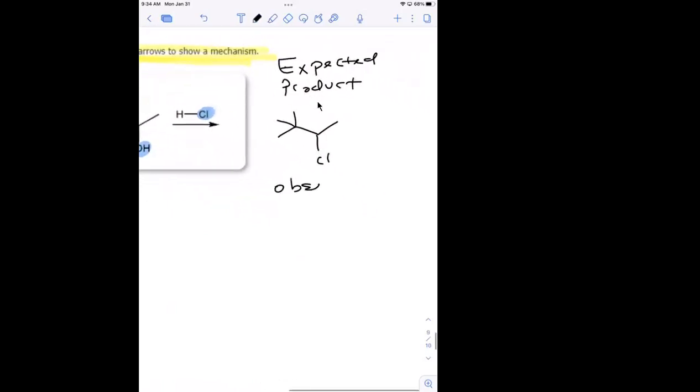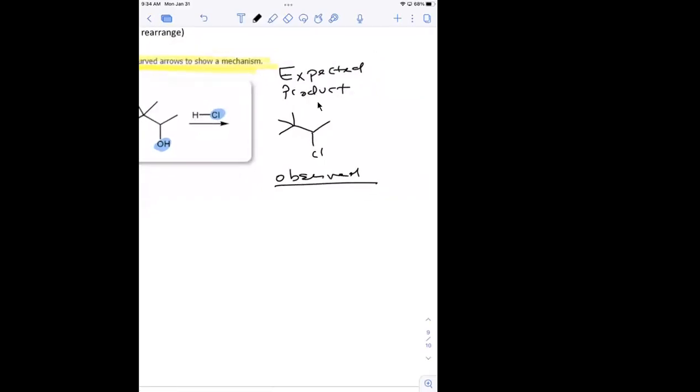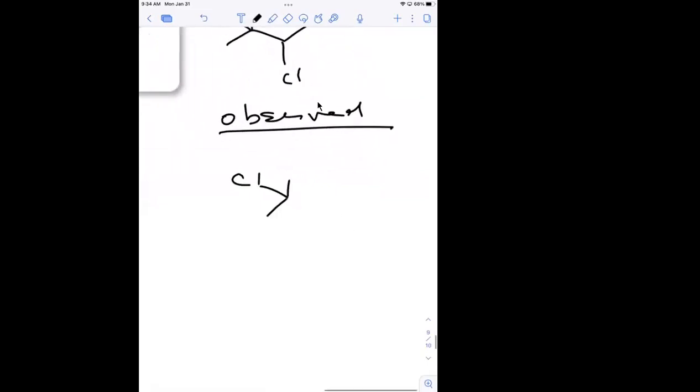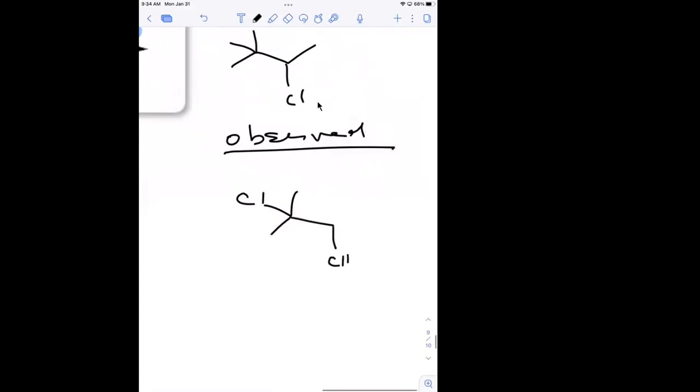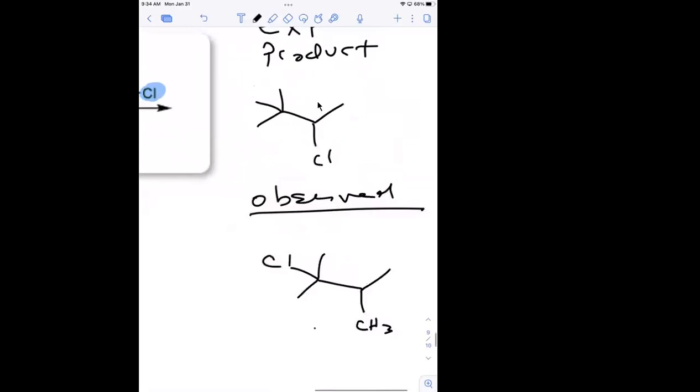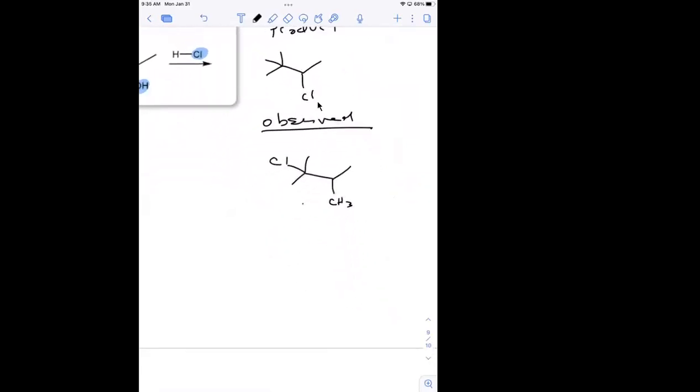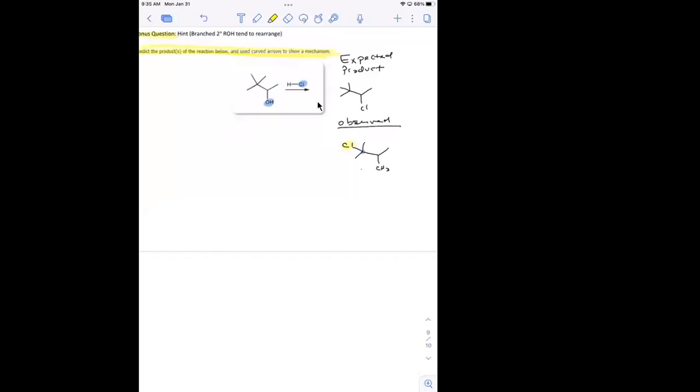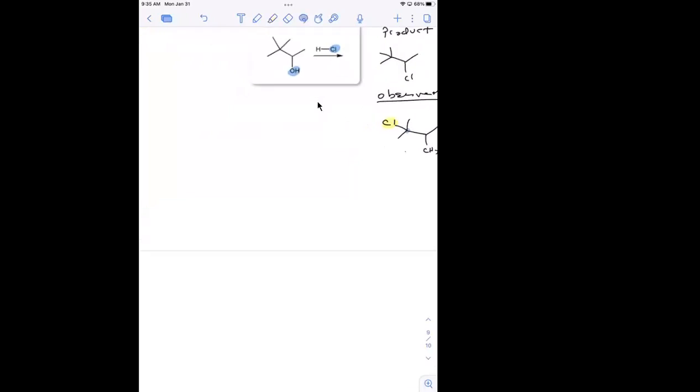Now, what's observed is this. Right, and I'll leave it there. This is the observed product, where the chlorine is on this carbon. All right. So let's go through the mechanism. Let's go just step by step. We're going to show every step. And then when we get to the carbocation, we'll be able to figure out what happened and why we don't see that expected product. Or let me just say this, if you see it, you see very little of it. All right, so let's go through the mechanism. And I'm just going to copy this right quick.